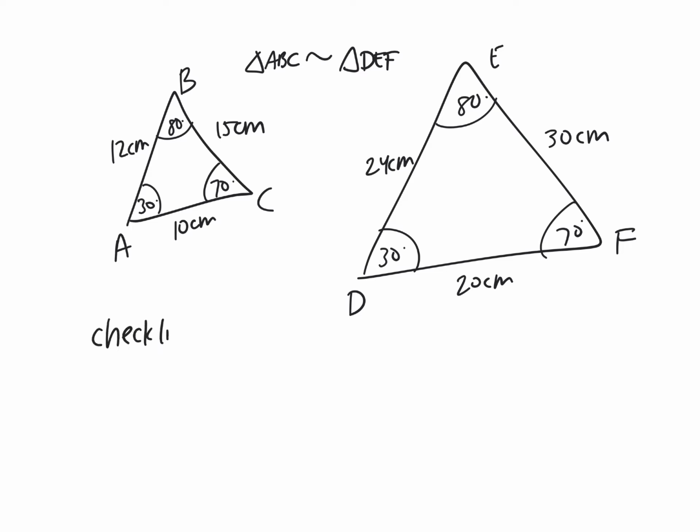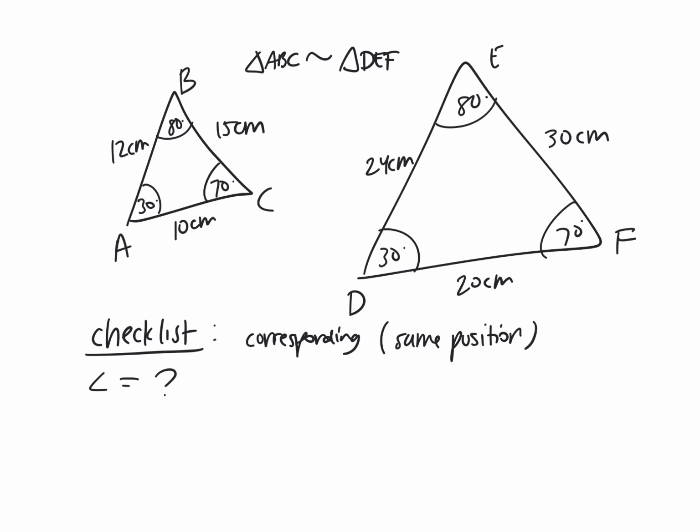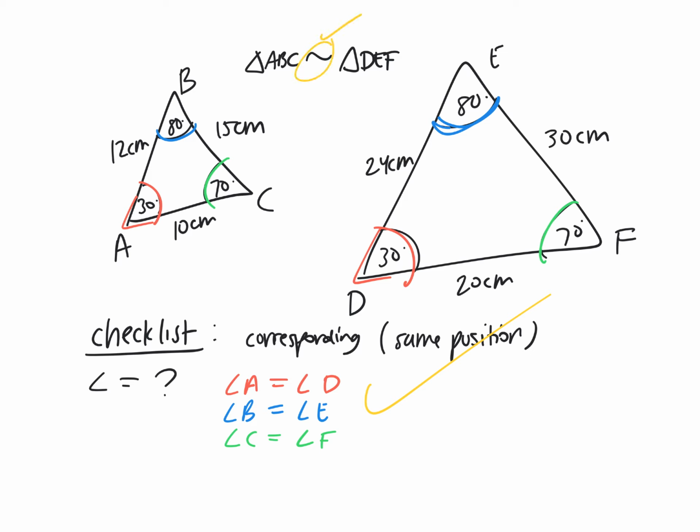So this is basically your checklist. Are the angles equal? You always have to make sure that you're looking at the corresponding angles. So again, if they're in the same position, then they're corresponding. This angle corresponds to this angle. So angle A corresponds to angle D. Are they equal? Are angle A and D equal? Yes. Angle B corresponds to which angle? Okay, are they equal? And then angle C corresponds to angle F, and they are equal. So that's the first thing on our checklist. If the corresponding angles are equal, we know that there's a possibility that these are going to be similar triangles.